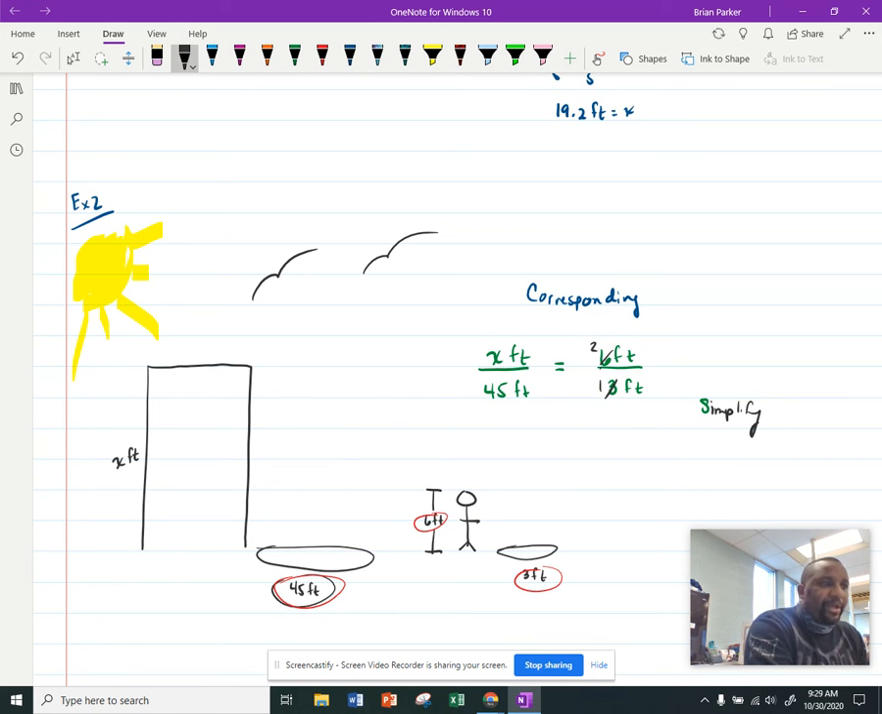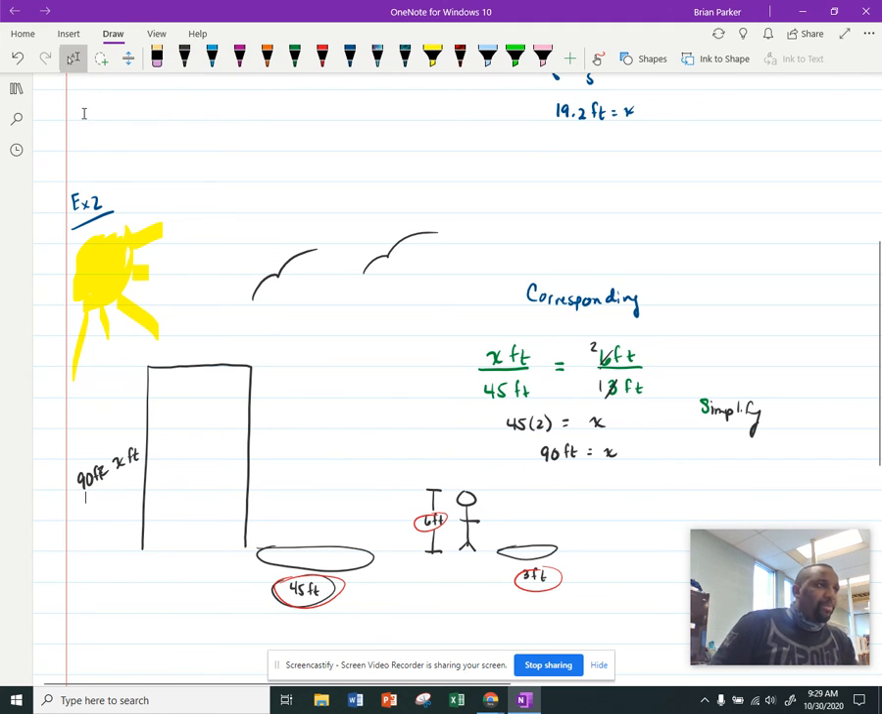And so now when I go ahead and cross multiply and divide, I'll get 45 times 2 on one side, and I'll get just x times 1 on the other side. So that's going to be 90 feet equals x. And that makes sense that this side is 90 feet tall. So that's another way you can apply proportions.